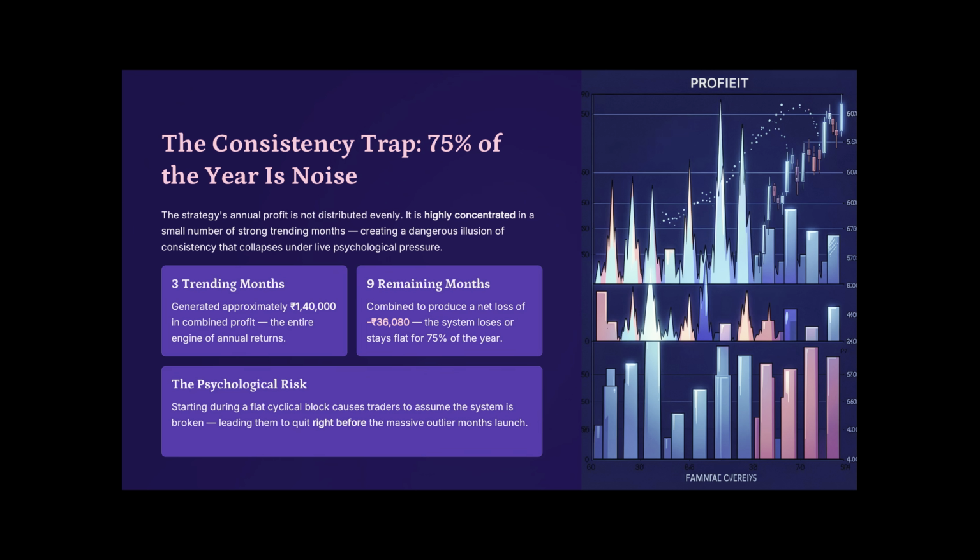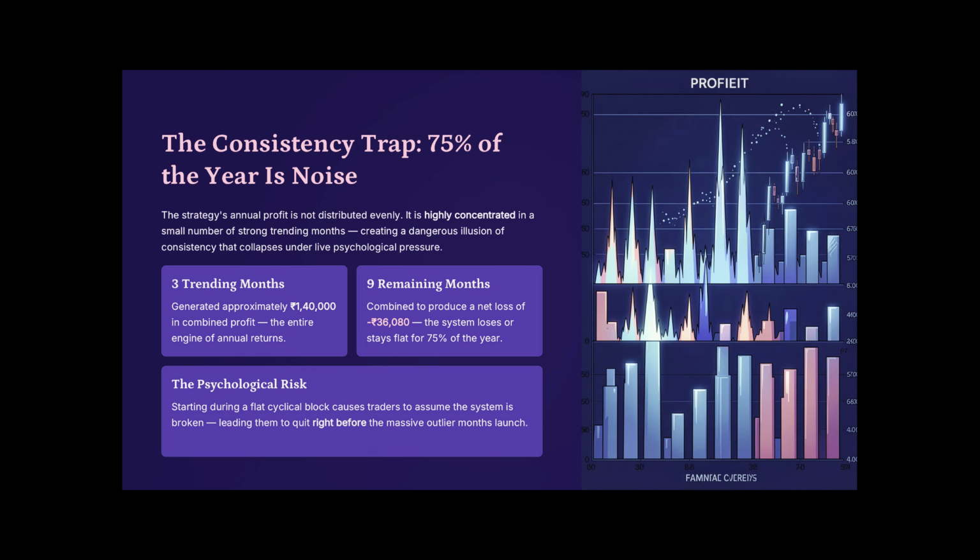Now let's discuss the point that really caught my attention. A few months contributed most of the profit. In fact, around 3 months contributed roughly 1,40,000. But the total strategy profit was around 1,03,000. What does this mean? It means the remaining months, when added together, were negative. This is very important, because if you only look at the total number, you may think the strategy is consistently profitable. But when you look month by month, the truth may be different.